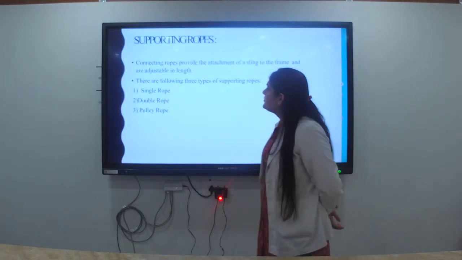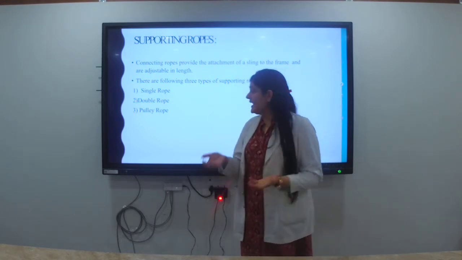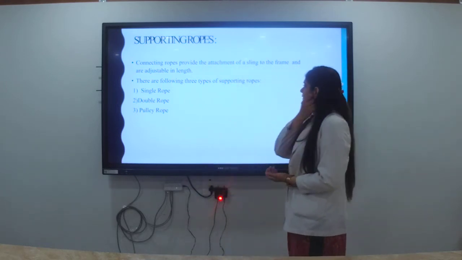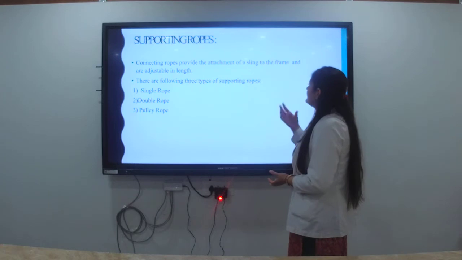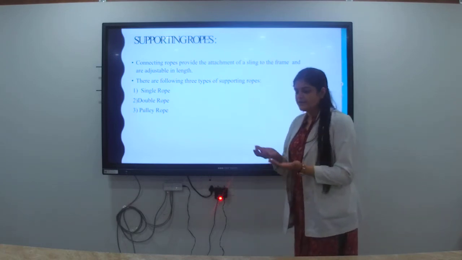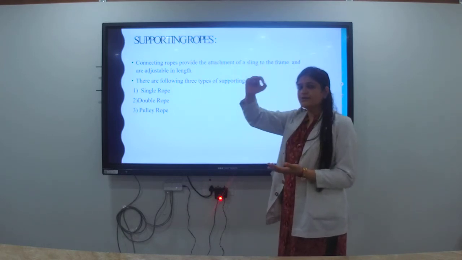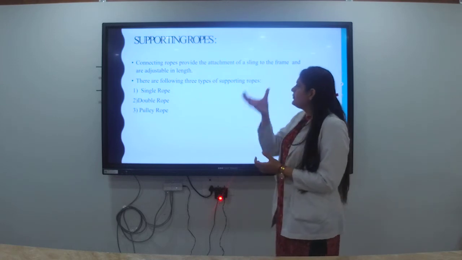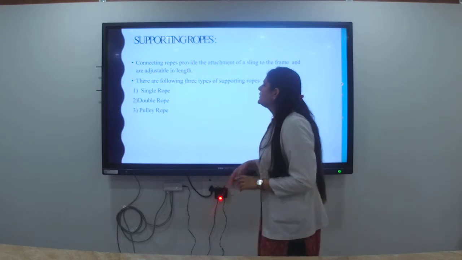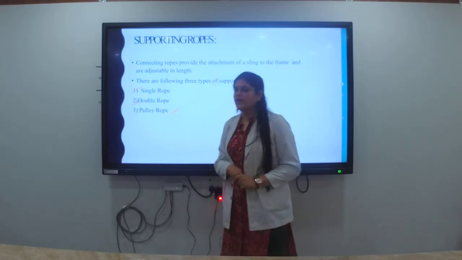Now we talk about the supporting ropes. Supporting ropes are most important because it's going to take the entire body or the limbs weight. Now there are different types of supporting ropes. Connecting ropes provide the attachment of the sling to the frame and are adjustable in length. So there's going to be a sling, then there's going to be the rope, and then that entire thing is going to be attached to the frame. So supporting ropes do the work of attachment. They are basically of three types. We have the single rope, we have the double rope, and we have the pulley rope.